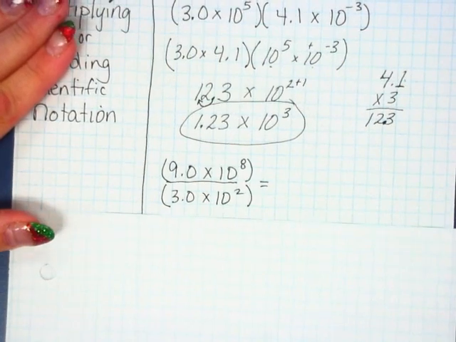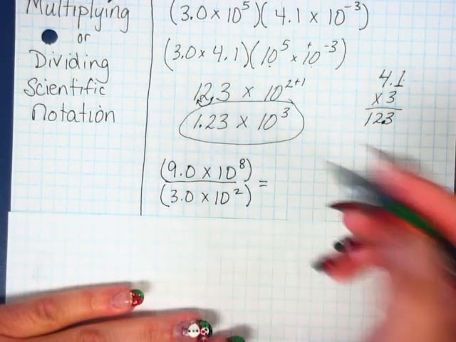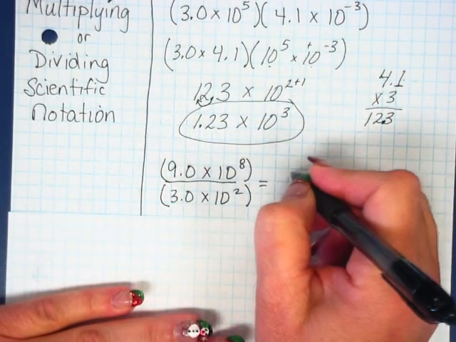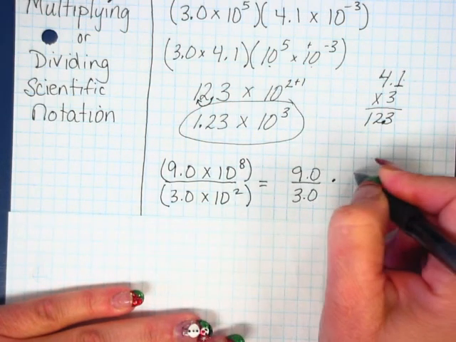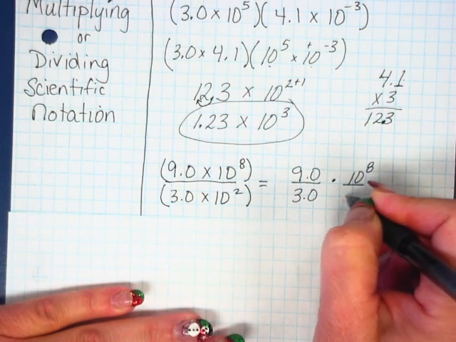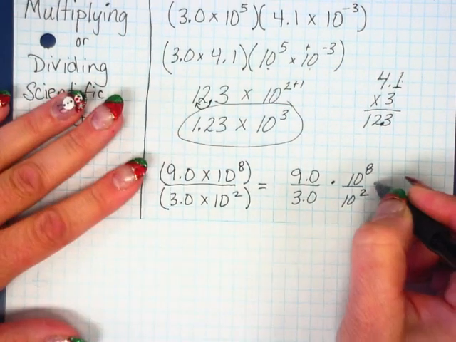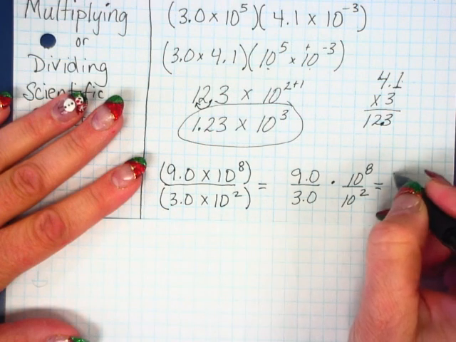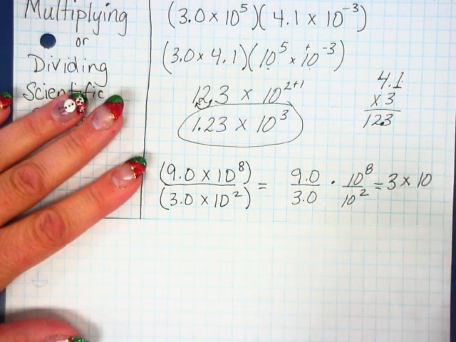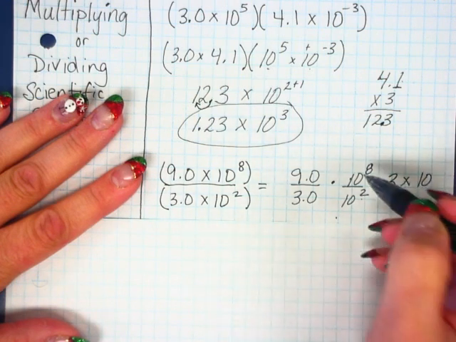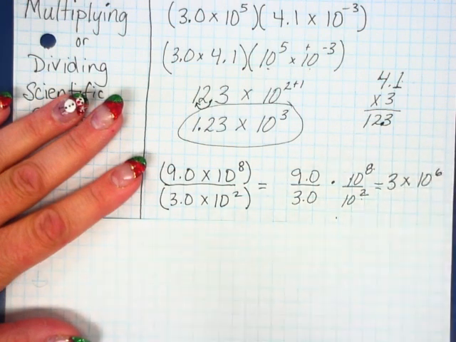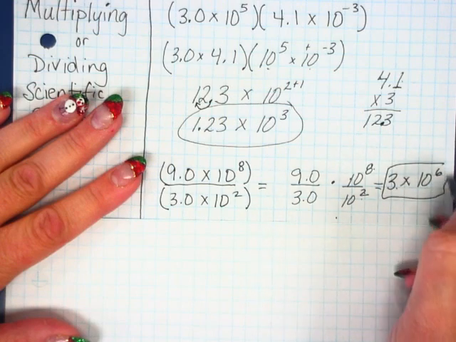Let's look at division. Again, putting the like things together, put the numbers and the tens together. So 9.0 divided by 3.0 and 10 to the 8th power divided by 10 to the 2nd power. 9 divided by 3 is 3 times 10. Remember, two bases, two exponents, we subtract. 8 minus 2 is 6. The decimal's right here. I have one non-zero number in front of the decimal, so that is my answer. I don't have to think about that.